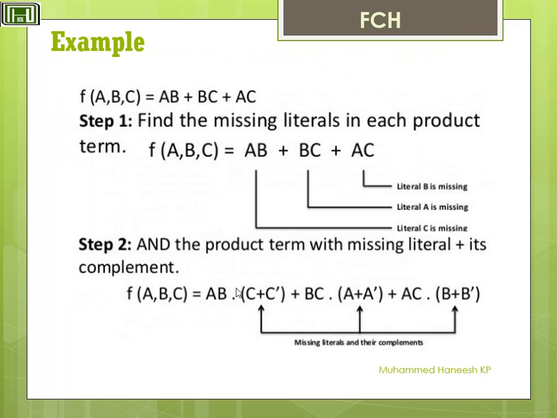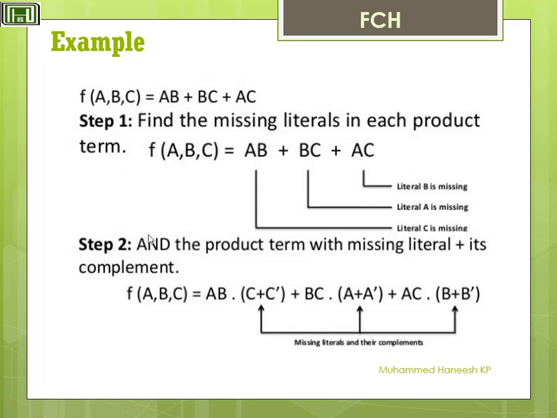Now we have an example for this. You can understand by this problem. We have function f of a, b, c is equal to ab plus bc plus ac. Plus you can read as OR: ab or bc or ac. Step 1, it is called sum of products. Now find the missing literals in each product. We can understand that in AB, C is missing, in BC, A is missing, in AC, B is missing.